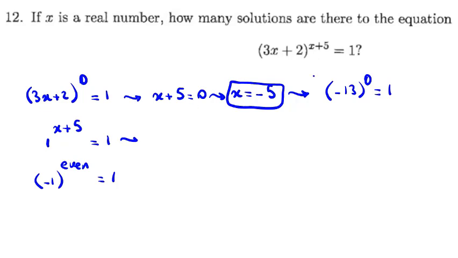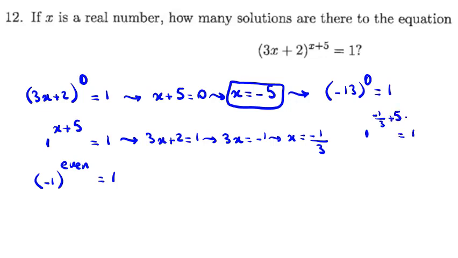The next one, the base is 1. 3x+2 equals 1. So 3x equals, if you take 2 to the right-hand side, negative 2 plus 1, negative 1. So x equals negative 1 over 3. Let's check this one. The base 3x+2 is 1, and 1 to the power of negative 1 over 3 plus 5, which is 14 over 3, equals 1. So that is the next answer. And the last one, the base should be negative 1 and the power even.